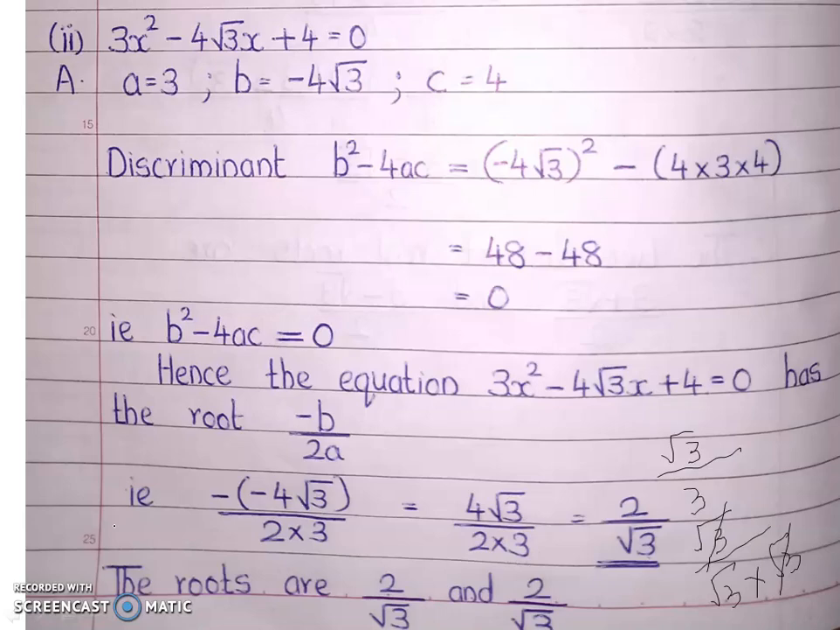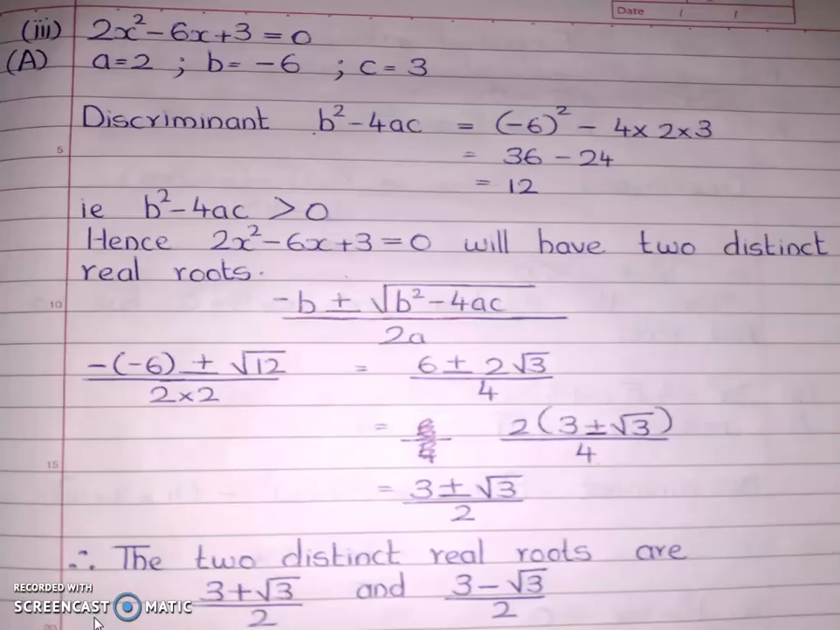Hope you understood it. Next one, 2x square minus 6x plus 3 equal to 0. Here a is equal to 2, b is equal to minus 6, c is equal to 3. Here discriminant you got as 12. 12 is not a perfect square, so you will get an irrational number.